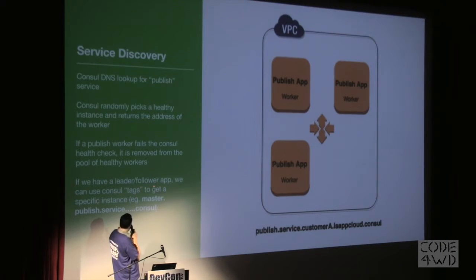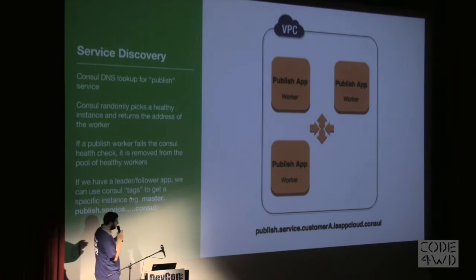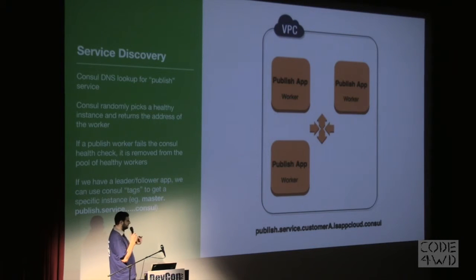If we have a leader-follower kind of thing, we can use tags to tag individual instances or groups of instances in Console. So we might want to do something like master.publish.service.whatever.console. And Console will only give us a healthy instance that also has the tag master.